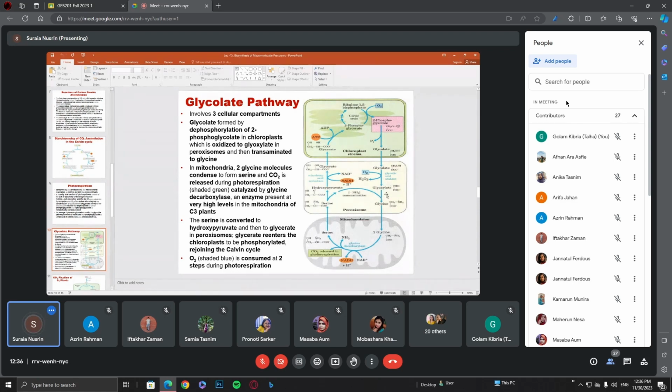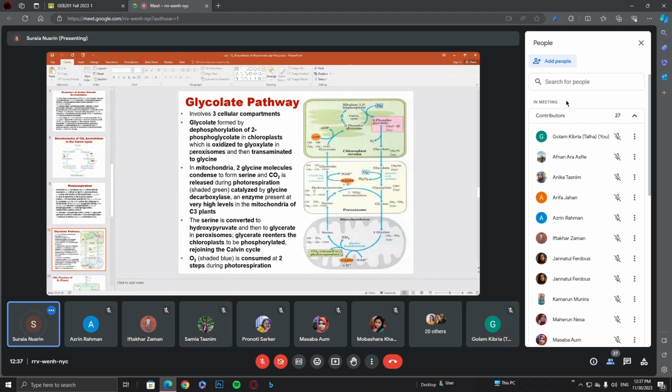Now the glyoxylate undergoes a transamination reaction. Transamination reaction, we have already learned during the amino acid catabolism, and glyoxylate becomes the amino acid glycine. That means this oxygen is displaced with an amino group and becomes glycine. Now the amino acid glycine goes to the next organelle, that is mitochondria, where two molecules of glycine undergo a condensation reaction, and that reaction is catalyzed by glycine decarboxylase, which is releasing carbon dioxide. So carbon dioxide is released here, and the glycine becomes the amino acid serine.